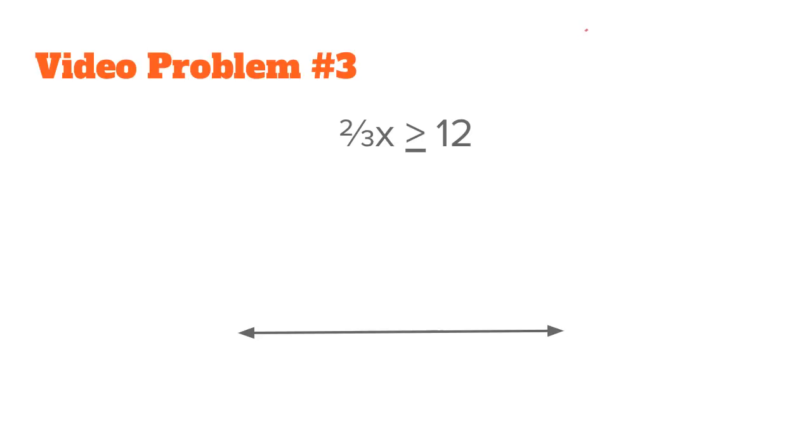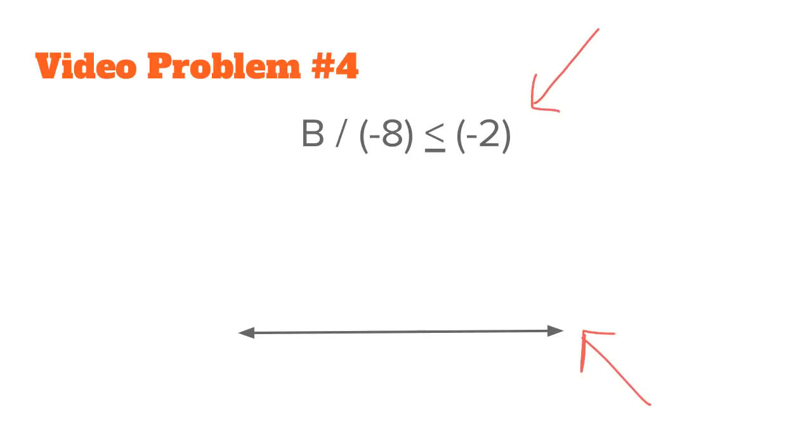Question number 3 is a multiplication problem, so think about whether you have to switch your sign or not. You're going to solve and graph. 2/3 times x is greater than or equal to 12. Pause while you're working. Come back when you're ready for the next problem. Video problem number 4 is also one you need to think about if you have to switch your sign. I want you to solve and graph. B divided by -8 is less than or equal to -2. Pause while you're working it and come back when you're ready for the next question.